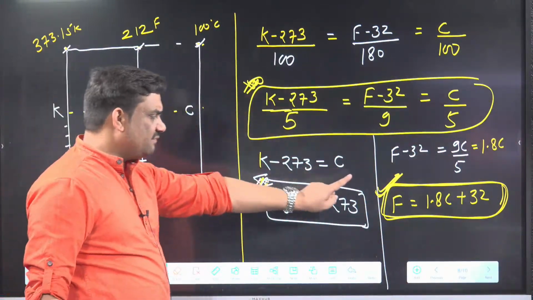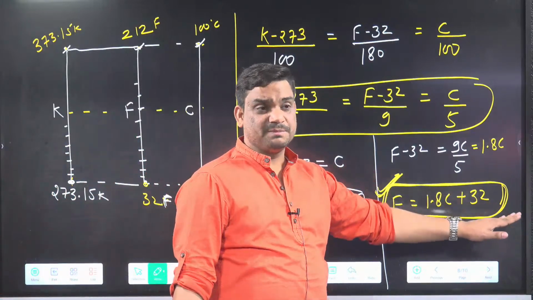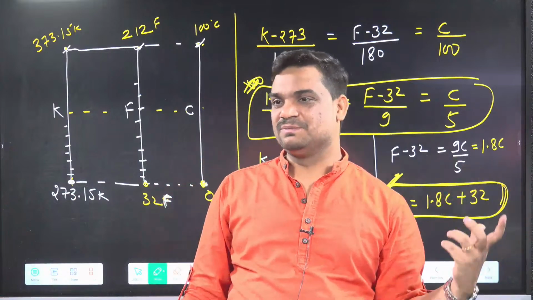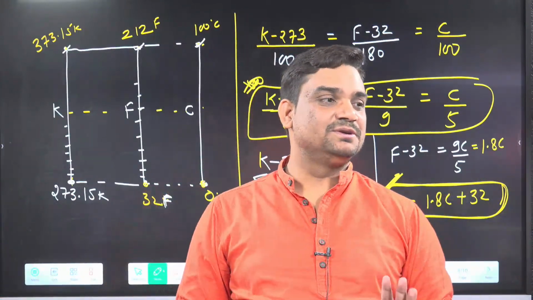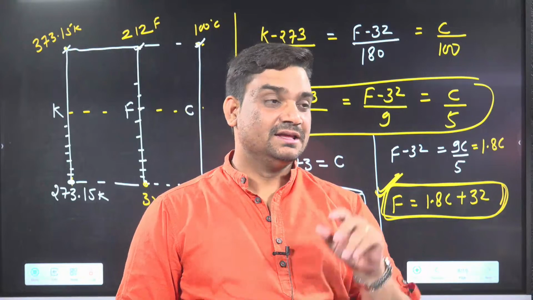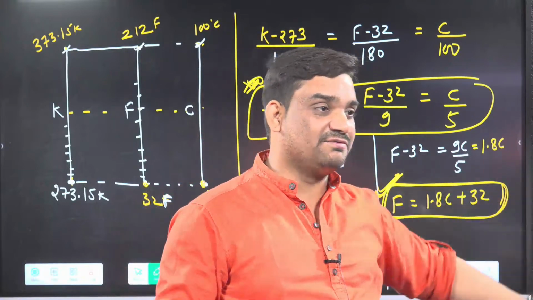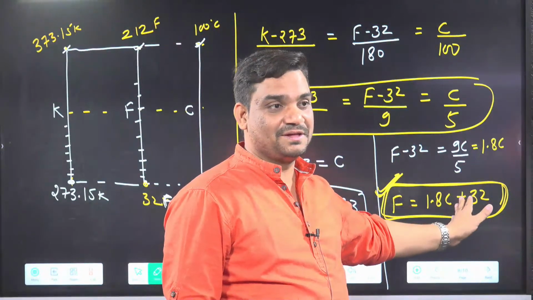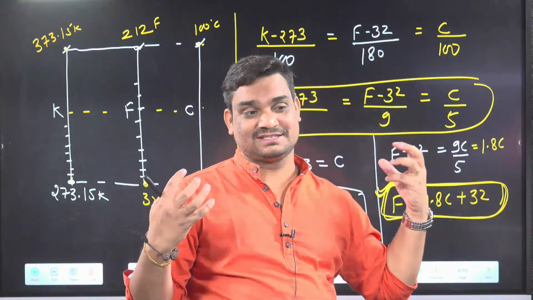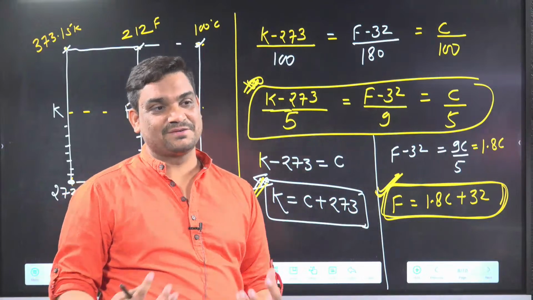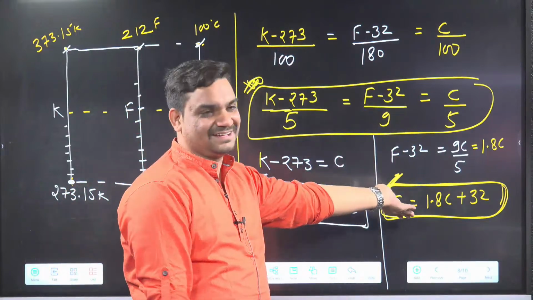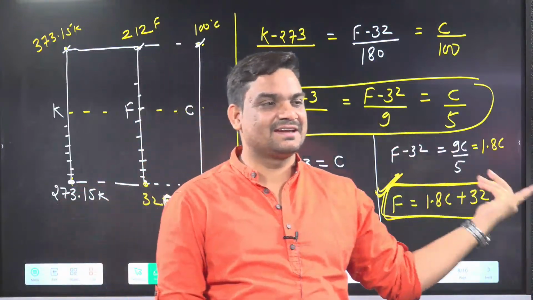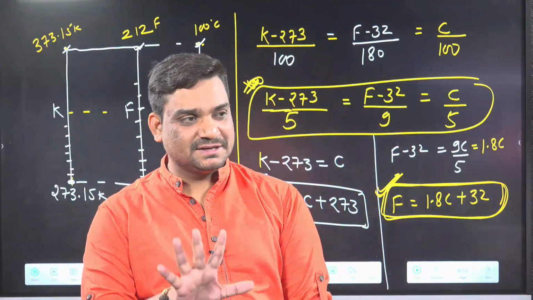I hope we can remember F equal to 1.8C plus 32, because in your medical college you are going to use this one. In the MBBS, this formula will be told to you. F equal to 1.8C plus 32. In your geology also, this will be told to you. They will treat it as a very big formula. We will treat this as nothing, okay. For us, this is nothing. We can directly get F equal to 1.8C plus 32.